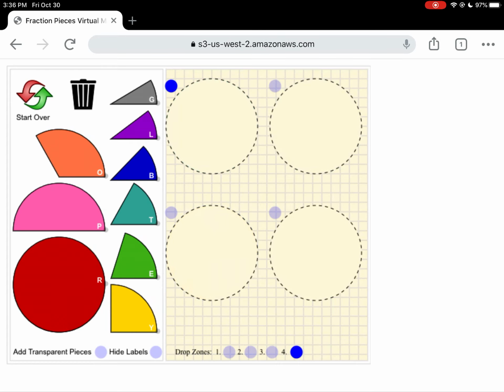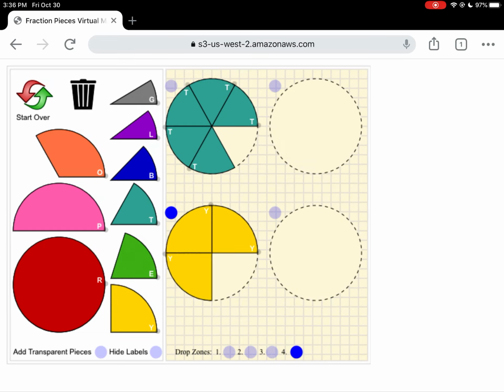Let me just start over. 1, 2, 3, 4, 5. And this one we had 3/4. 1, 2, 3. So here's our 5/6 plus 3/4. We're going to do everything in terms of 12ths. So 1, let me move that there. 2, 3, 4, 5, 6, 7, 8, 9, 10. So there's our 10 twelfths. That's the same thing as 5/6.